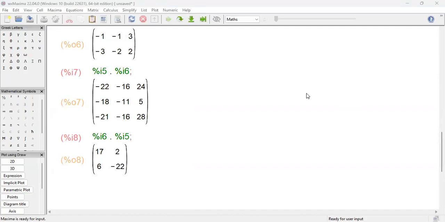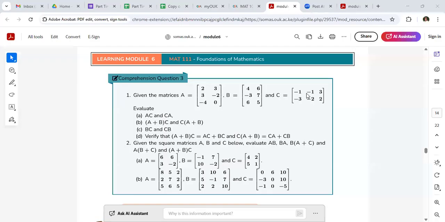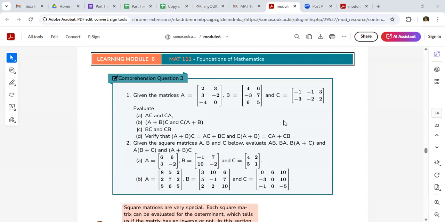Okay, so that's very well done. I'm happy with the results that we've gotten. It shows that we've understood matrix multiplication. But what is your observation about B and C? In general, when you multiply matrices A and B, is it true that AB would be equal to BA?